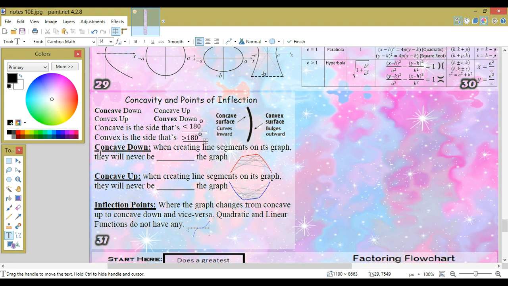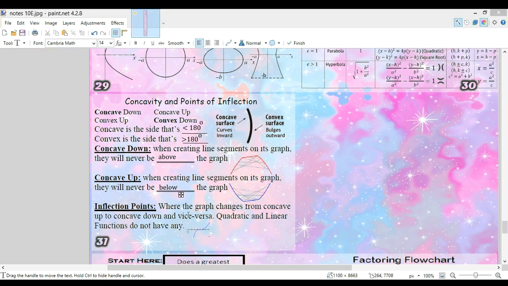Concave down. When creating line segments on its graph, they will never be above the graph, as seen in this picture right here. Concave up. When creating line segments on its graph, they will never be below the graph, as seen in this picture right here. Inflection points are where the graph changes from concave up to concave down and vice versa. Quadratic and linear functions do not have it. Cubic does.